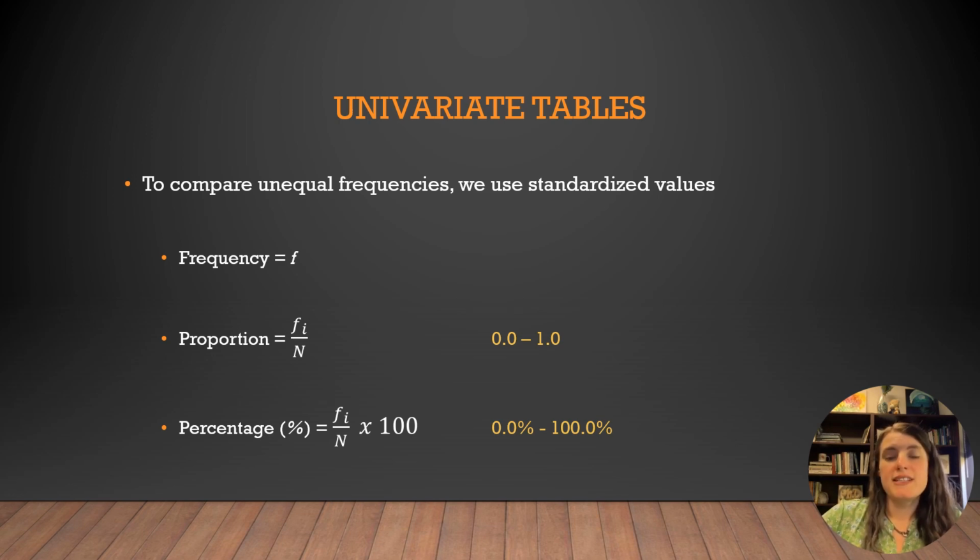Proportion requires you to take a specific value in each cell, the f sub i, and divide by the total sample size, which is capital N. Proportions will always be between 0 and 1.0. Now, most people don't like to interpret proportions, so we generally take the proportion calculation one step further and times by 100. This gives us a percentage from 0 to 100%, which is a lot easier for us to understand.